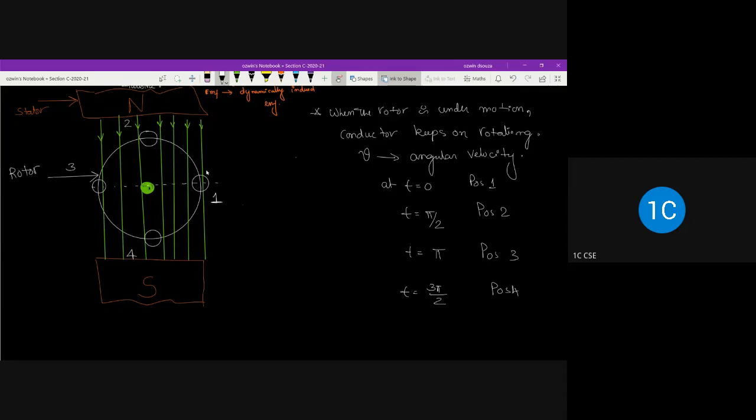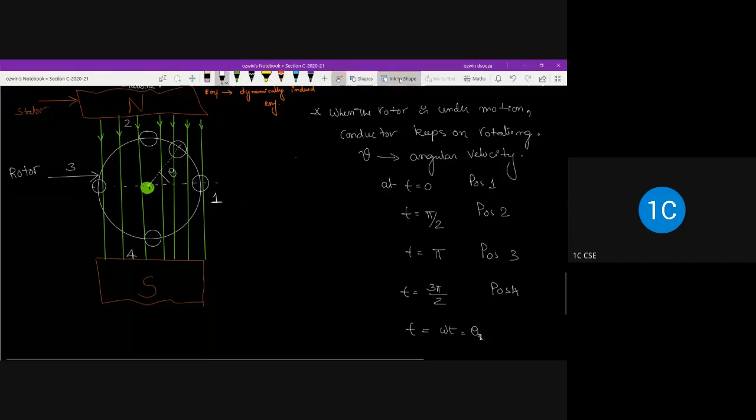And let us also consider some random position, somewhere here, where ωt is equal to some θ1, or simply say θ, which is measured from the reference axis. So this is the inclination angle θ. And let us say this is position 5.